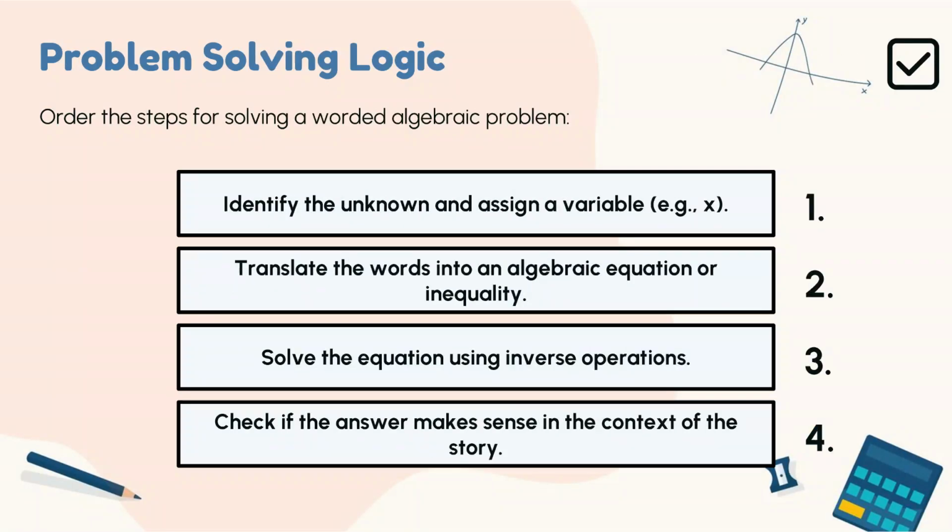The correct order is: first, identify the unknown and assign a variable. Second, translate the words into an algebraic equation or inequality. Third, solve the equation using inverse operations. Fourth, check if the answer makes sense in the context of the story. This final step is important because GCSE questions often include real-life contexts where some answers may not make sense. For example, if the answer represents people, you usually cannot have a decimal number of people.